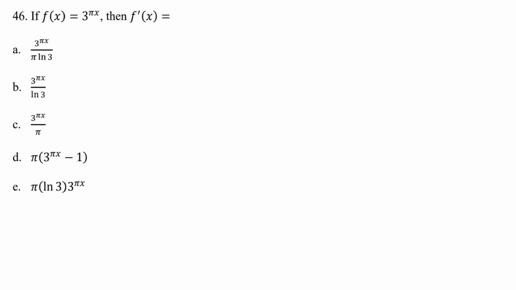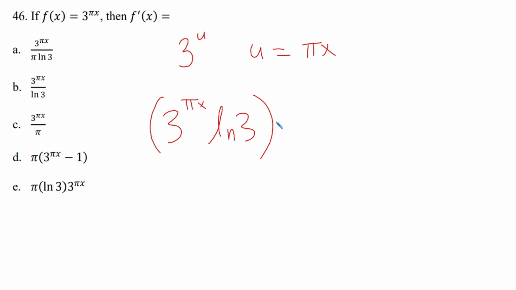So for our second to last one here, we've got 3 to the pi x. We want its derivative. So that's going to be a derivative of 3 to the u, where u is pi x. So the derivative of 3 to the u is 3 to the u, or 3 to the pi x, times the natural log of 3. And then we're going to multiply that by the derivative of pi x, which is just pi. So it looks just like answer choice E, just in a slightly different order than I've got that multiplication written.